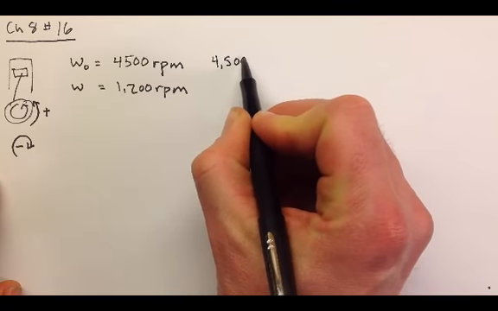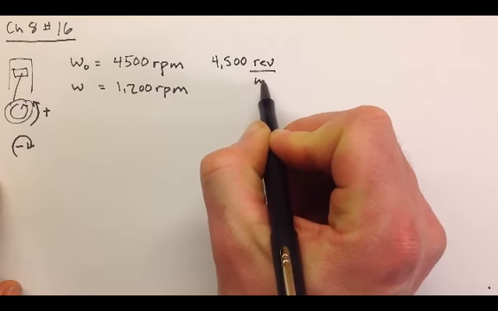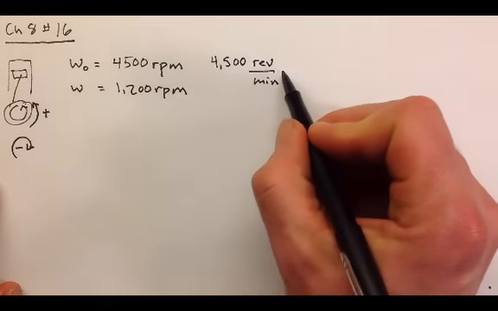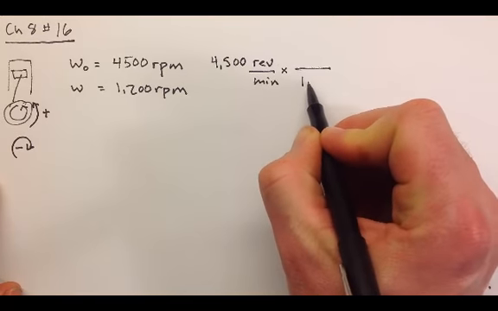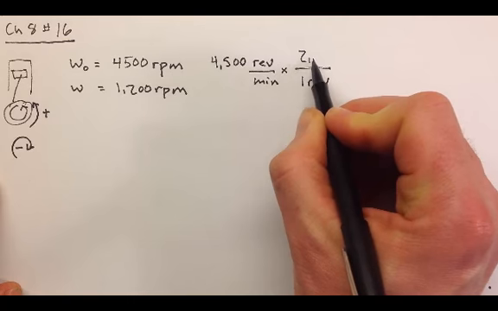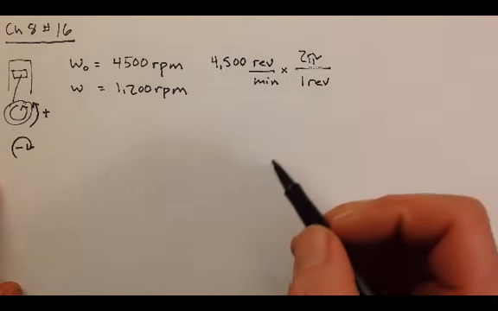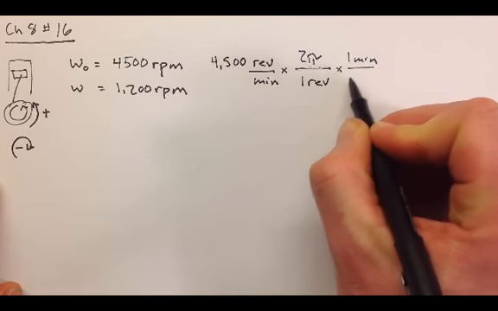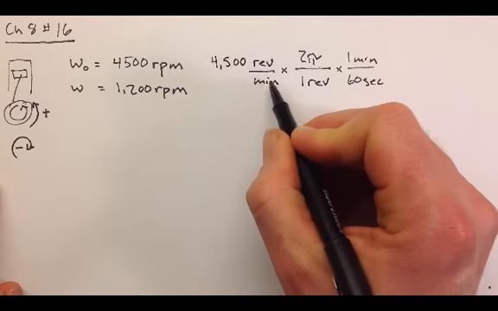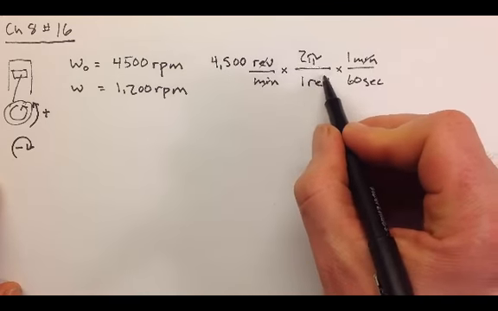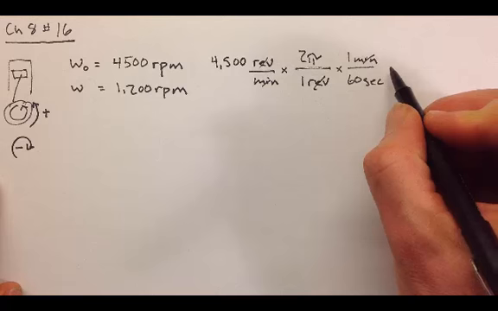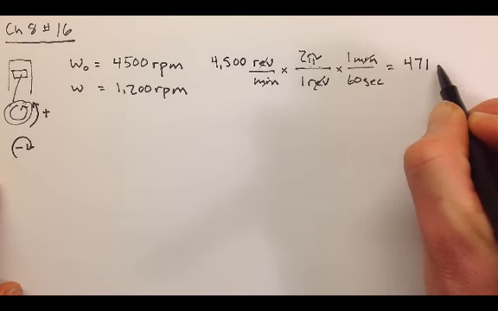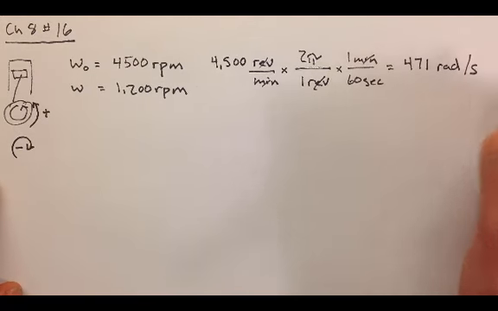So let's just go off to the side. If I have 4,500 revolutions per minute, I can simply use dimensional analysis to convert that to radians per second. In one revolution, there are 2 pi radians, right? So one loop around the circle is 2 pi radians. And in 1 minute, there are 60 seconds. So we see everything cancels out there. And if I type that into my calculator, rounding, I get about 471 radians per second.